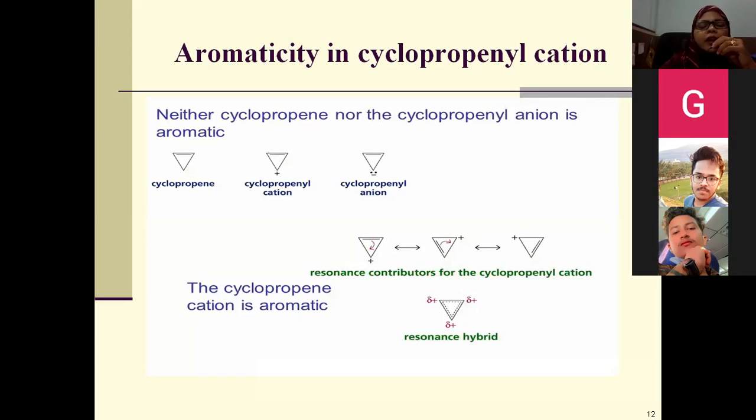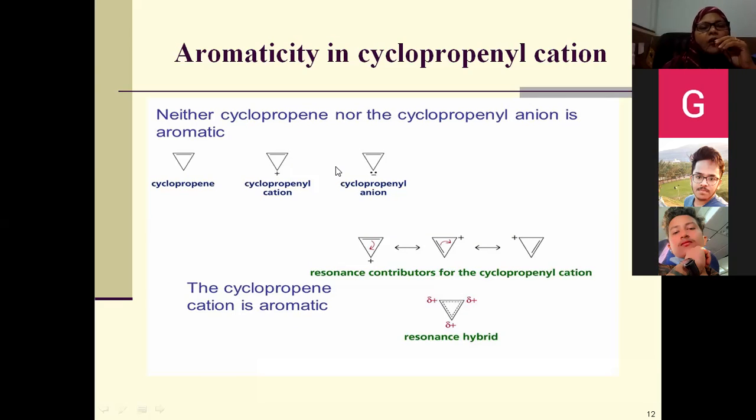Okay, so here you can see how the resonance contribution helps the molecule to become aromatic. I have taken all three examples: cyclopropene, cyclopropenyl cation, and cyclopropenyl anion. But out of these three structures, cyclopropene and cyclopropenyl anion are not aromatic in nature. Only the cyclopropenyl cation is aromatic in nature.